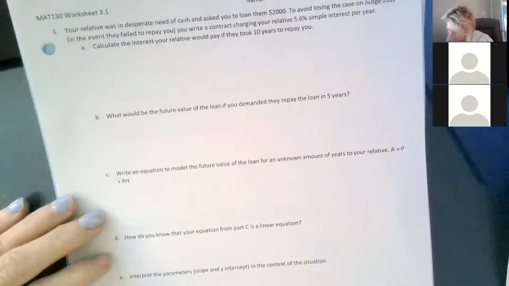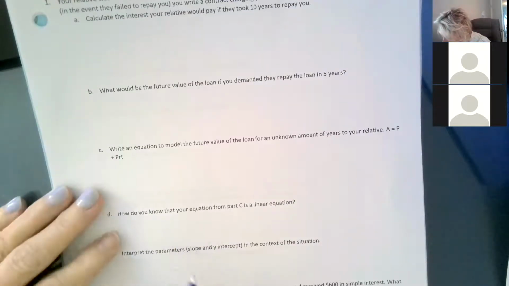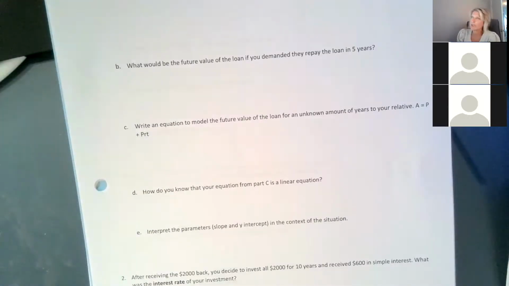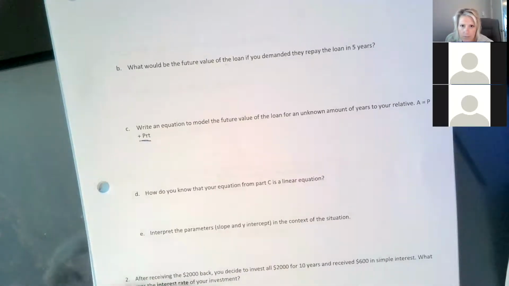And then for D, it asks how I know that it's a linear equation. I'm not sure. That's a good question. How did we decide if something was linear or exponential back in unit 2? If it was repeat addition or multiplication. Okay, so in this one, are we repeat adding or repeat multiplying? Adding. Right. So that's how we know it's linear. We're repeat adding this piece right here, the PRT. Yep.